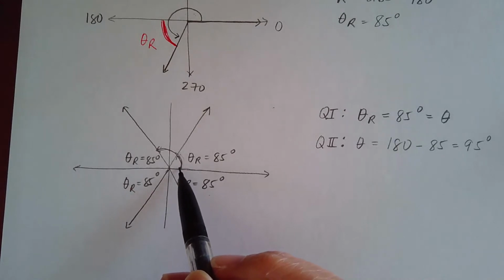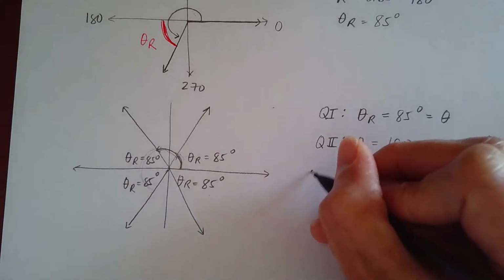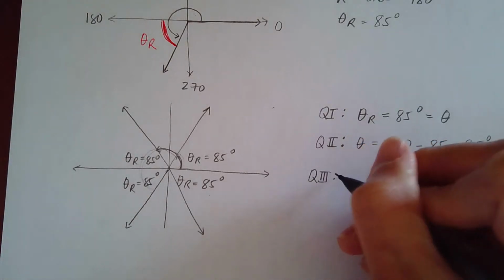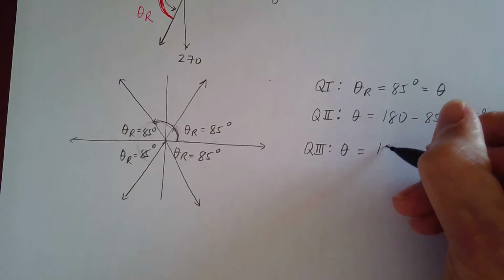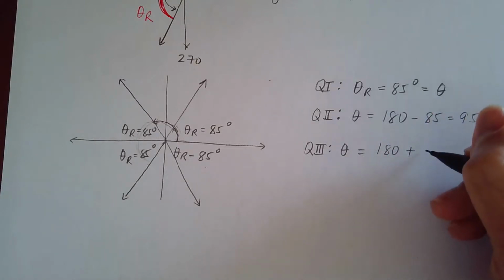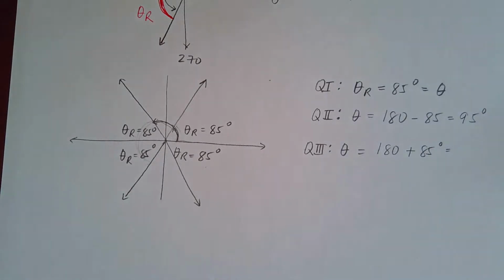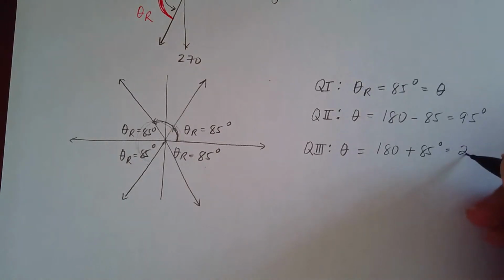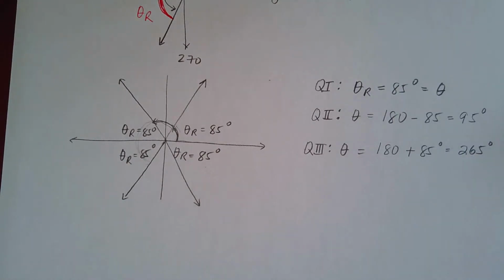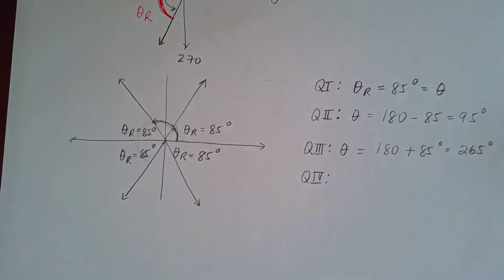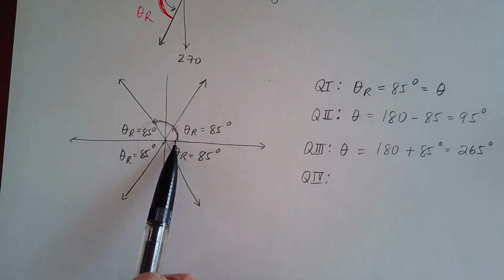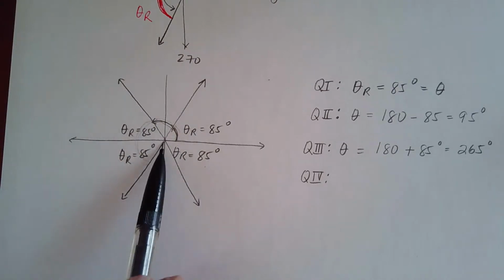What about the angle in quadrant number 3? If we go all the way down here, in quadrant number 3, what's theta? It's going to be 180 plus 85 degrees. 180 plus 85 degrees is going to give us 265. So 265 is from here, initial arm, all the way to the terminal arm in quadrant 3.